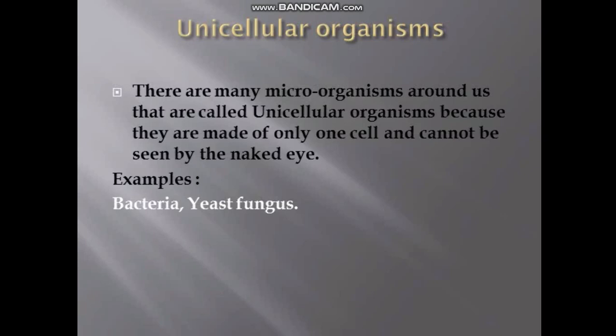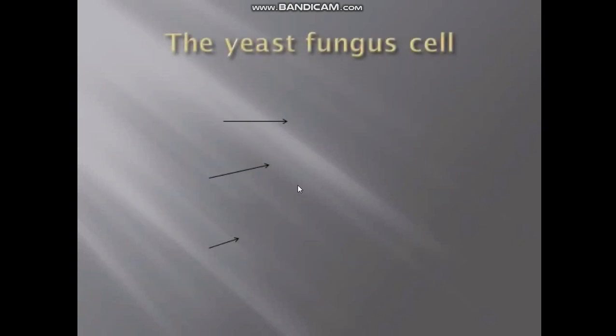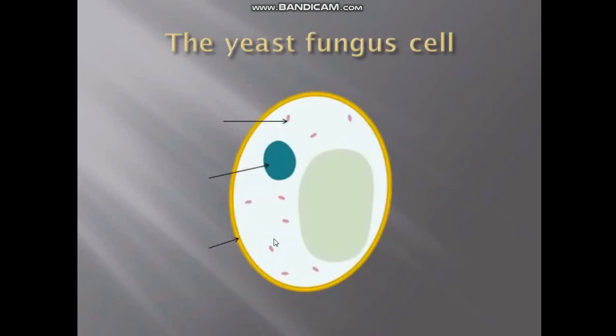Examples of these microorganisms or unicellular organisms are the bacteria and the yeast fungus, as we will see the yeast fungus cell. Okay, so the unicellular organisms are integrated living organisms or microorganisms that can do all the biological functions, and we cannot see them with the naked eye. Okay, this is the yeast fungus cell. This is the structure of the fungus cell. There is a cytoplasm, there is also a nucleus and a cell wall. The cytoplasm fills the space of the cell, the nucleus and the cell wall. This is the structure of the yeast cell.